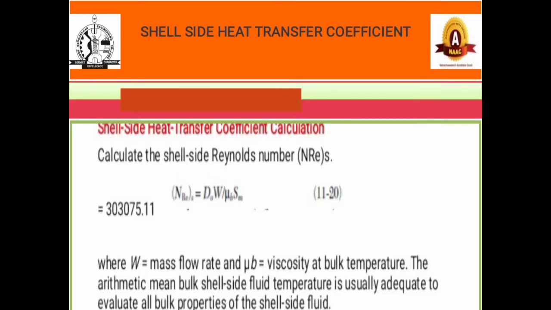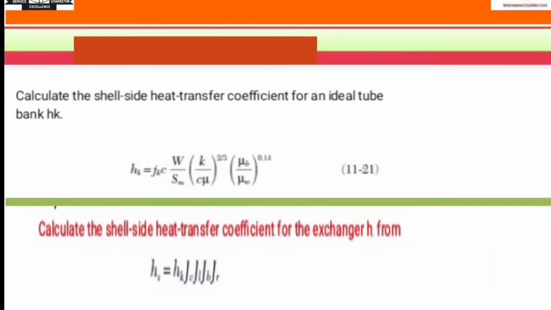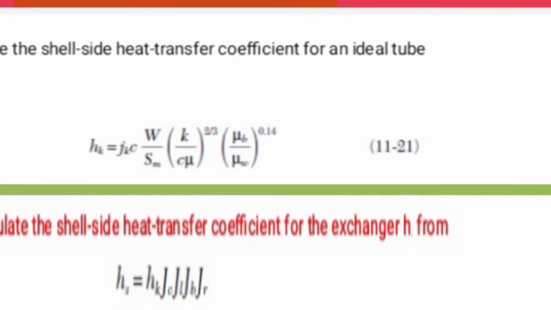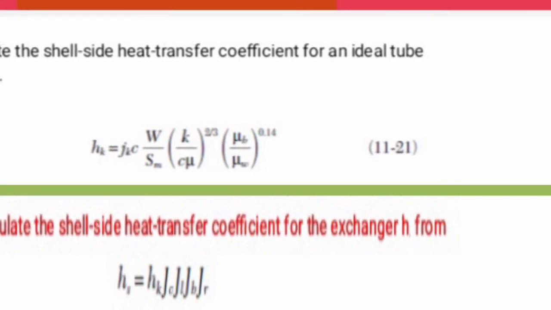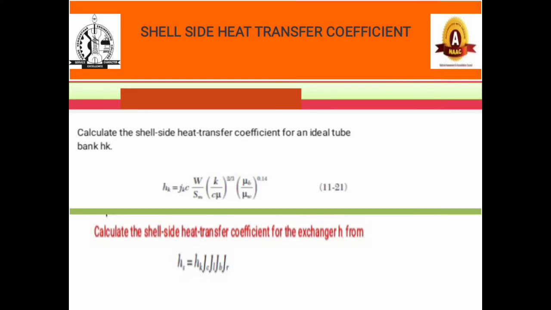Then after that, calculate the shell side Reynolds number. So the shell side Reynolds number can be calculated. Then applying the shell side Reynolds number, the shell side heat transfer coefficient is calculated. So the shell side heat transfer coefficient is Hs equal to Hk, Jc, Jl, Jb and Jr. So this is the individual shell side heat transfer coefficient.